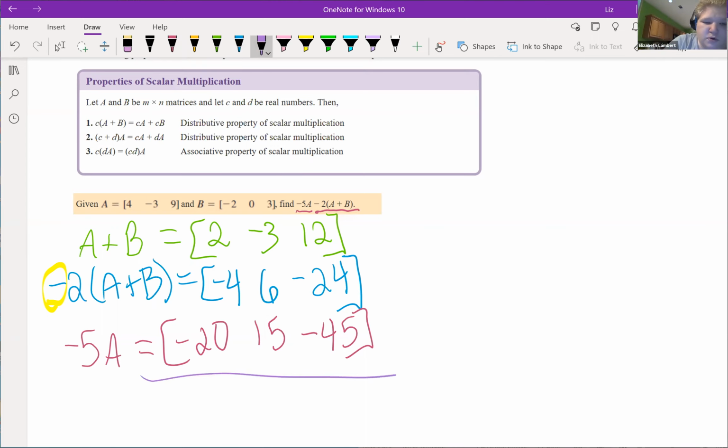So we're going to add these two. It's written like this, a little more straightforward. -24, positive 21, and a whopping -69.